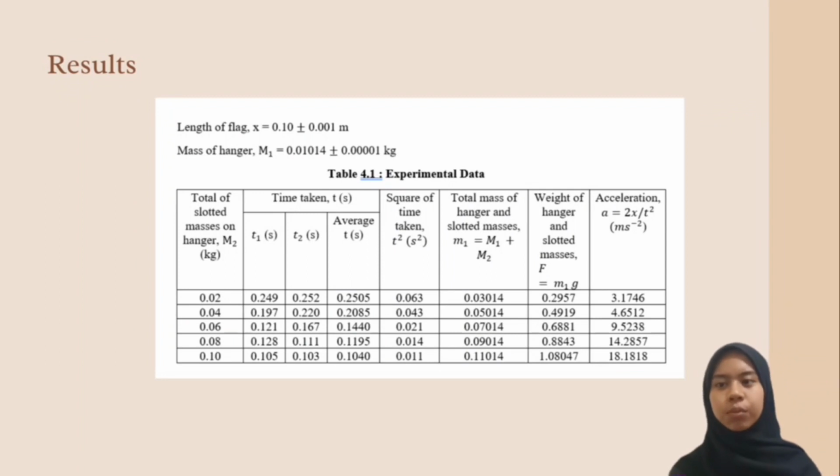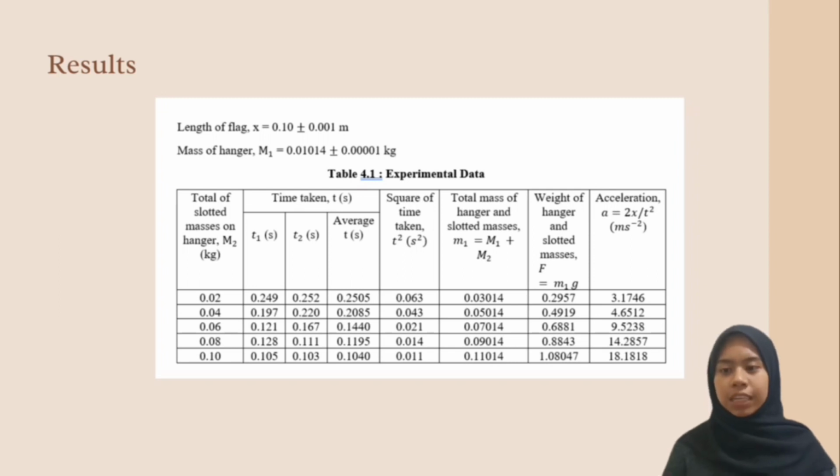So, this is the result that we obtained from the experiment. For the total of slotted masses on the hanger, we added 0.02 kg of masses for each experiment. For the time taken, we take the average to get an accurate result. To get the average of the time taken, we need 2 readings of time taken for each attempt and divide by 2. For the total mass of hanger and slotted masses, we add the mass of the hanger M1 and the total of slotted masses on the hanger M2.